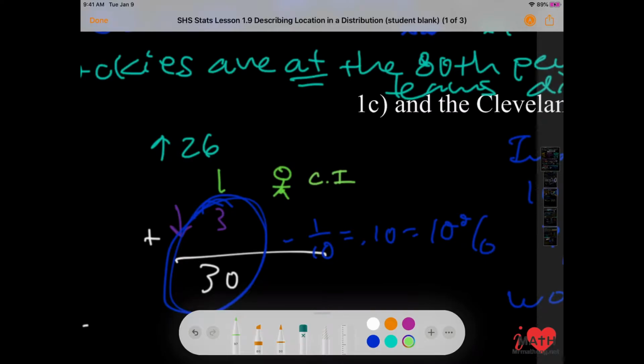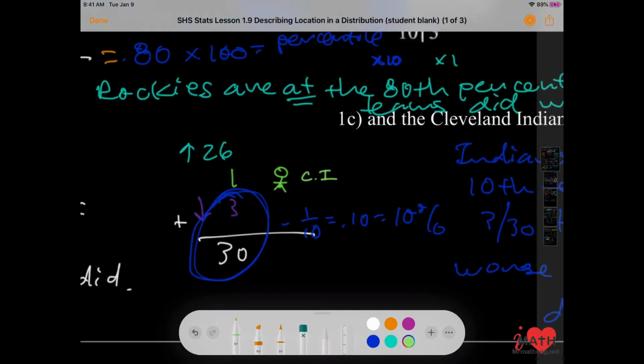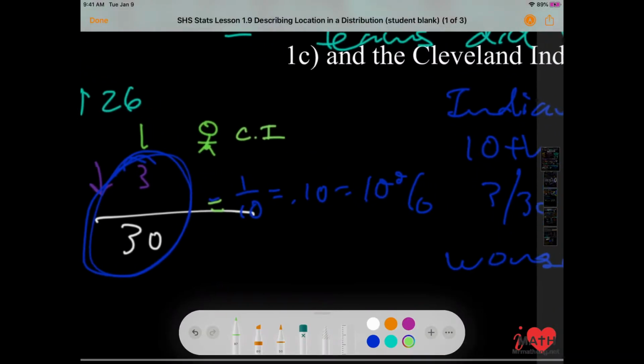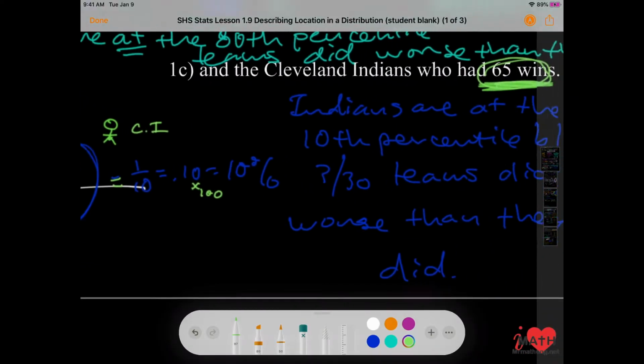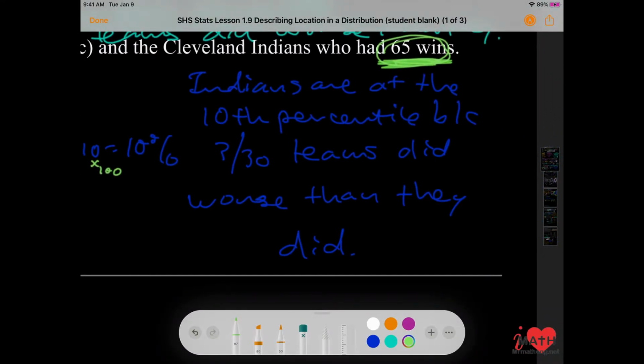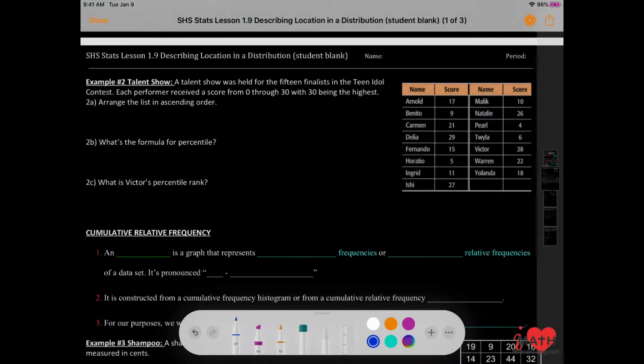Divided by the total. And if you reduce that, you get 1/10, which is 0.10. And if you multiply by 100, you get 10%. The Indians are at the 10th percentile because 3 out of 30 teams did worse than they did. Let's go on to the next page. All right, let's go to the next page, example number 2. Why don't you read that to yourself, see if you guys can answer those questions, and then I'll go over it with you and just press play when you're finished.